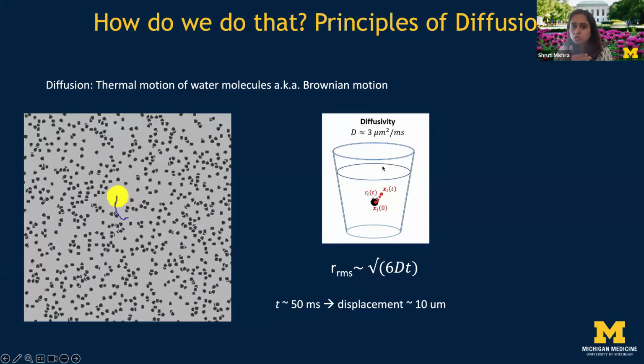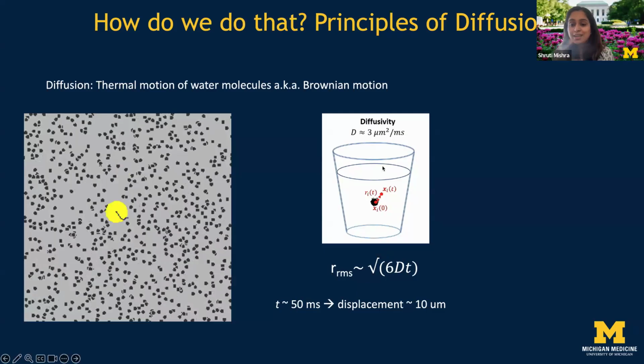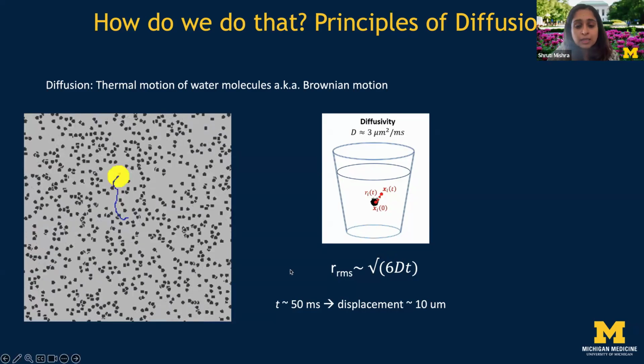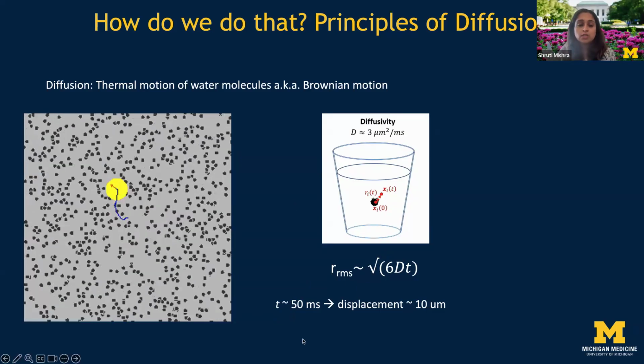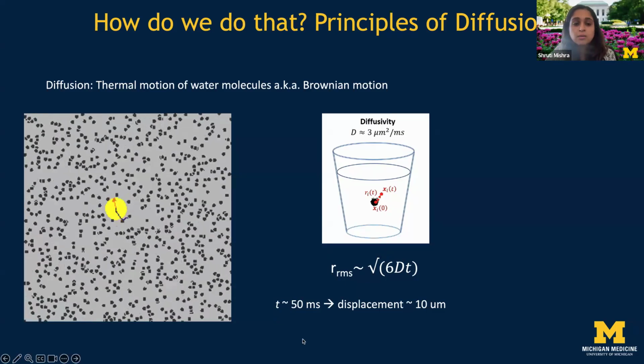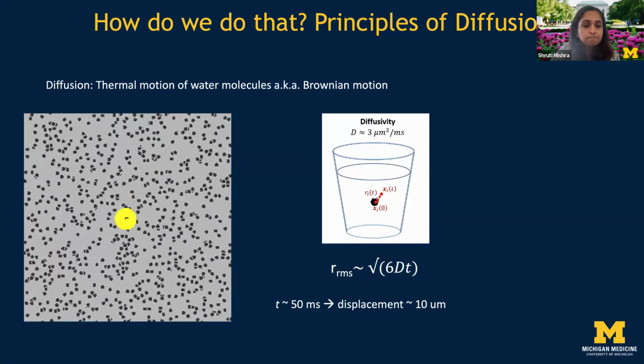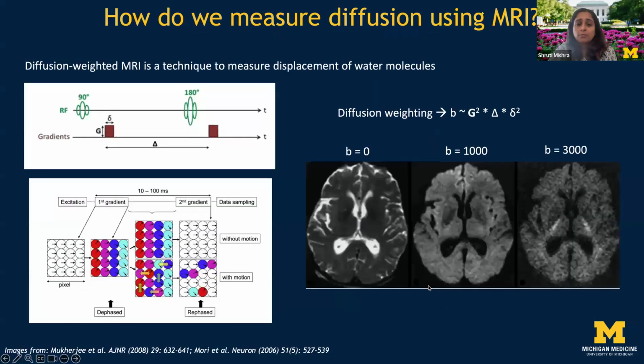Of course, we know in biological tissues, water is not completely unhindered, so the diffusivity is likely less than that. But at clinically applicable diffusion times on the order of 50 or 100 milliseconds, this allows us to measure displacement on the order of tens of microns. In MRI, we measure the signal of hydrogen protons of water molecules, and diffusion MRI basically allows us to make use of these principles to get a measure of diffusivity.